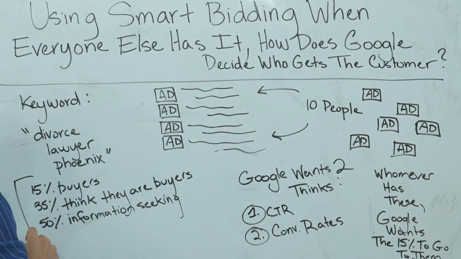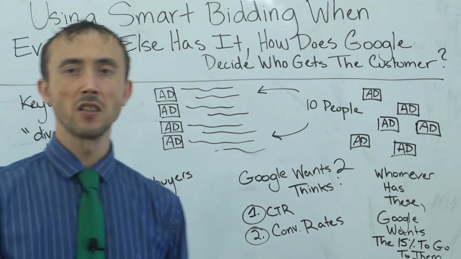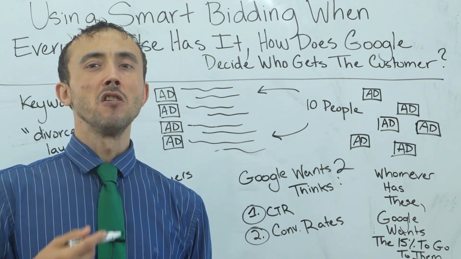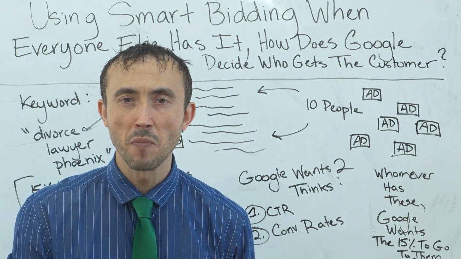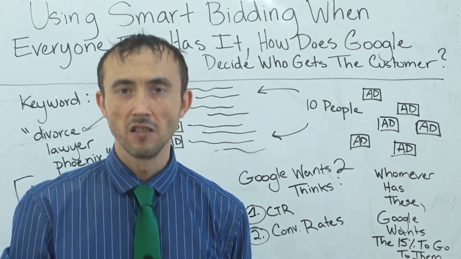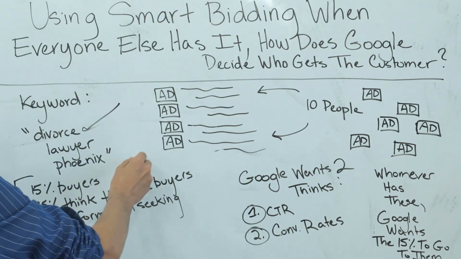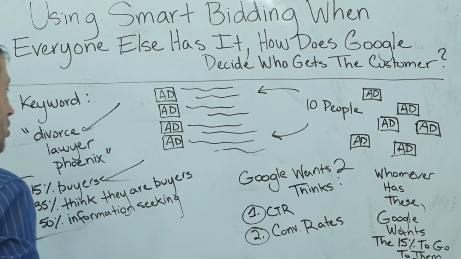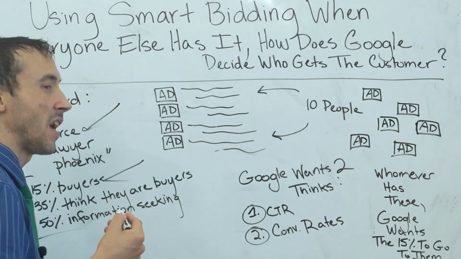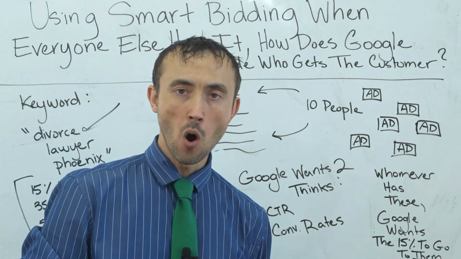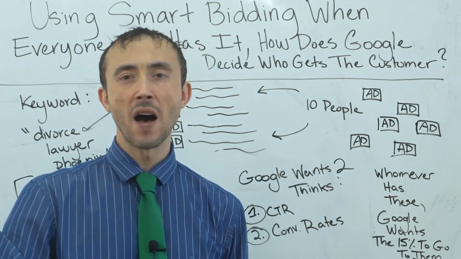To break it down here, if you think every single person that searches for divorce lawyer Phoenix, if you're a divorce lawyer in Phoenix, is a good prospect, and that every single person who responds should be ready to buy, they're not. Okay? The way that this really breaks down is about 15% of the people who search for that keyword that you're trying to show up for are actual buyers. Okay? And when I say actual buyers, they know that they're going to buy, they're not going to waste any time, they're ready to buy now.